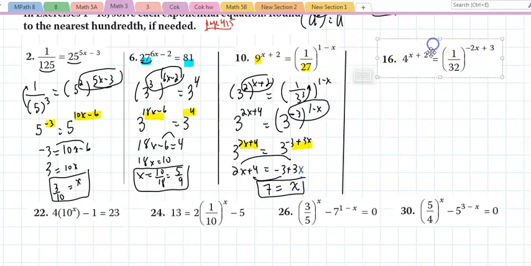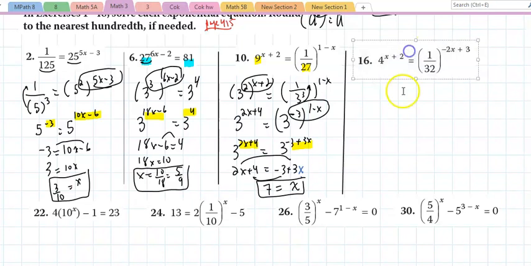And if I look at the last problem, can I make those bases the same? Well, I can't make 32 into a 4, because 4 raised to a power: 4 to the 1, 4 squared, 16, 4 cubed. But I can make the base a 2. That's the common ground between those two, because they're both binary. And this is 2 to the 5th.